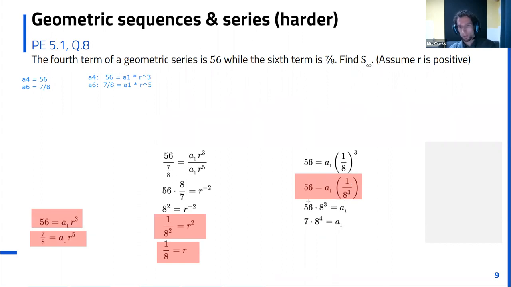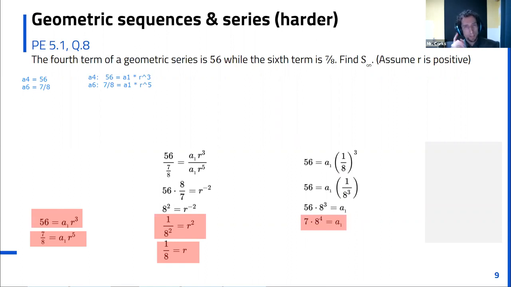Bring (1/8) cubed over to the left side and we'll get, again, 56, which is 7 times 8. Let's just separate out the 8: 7 times 8 to the exponent 4.